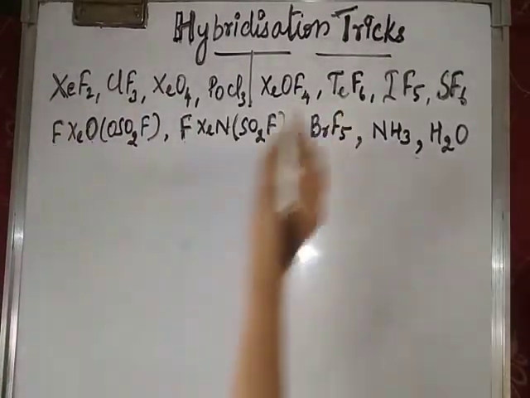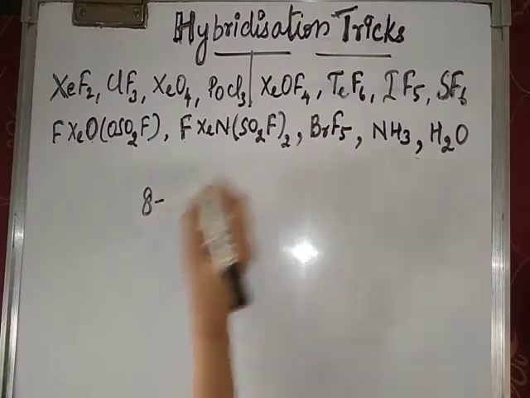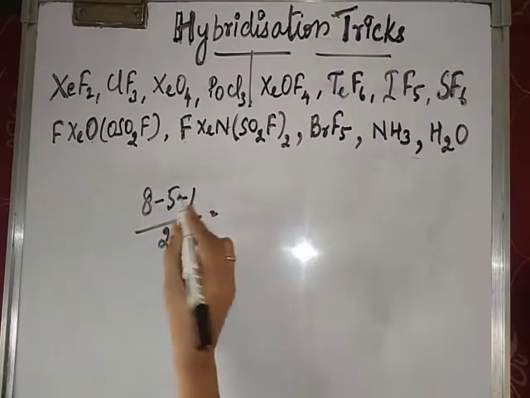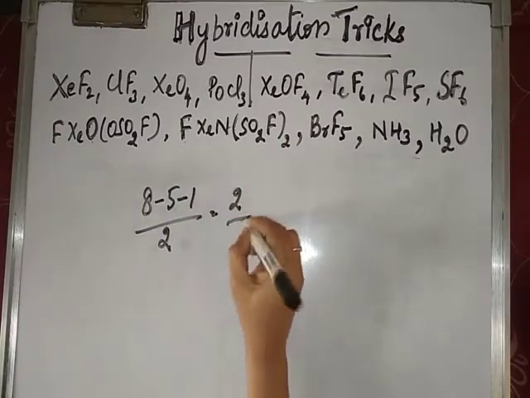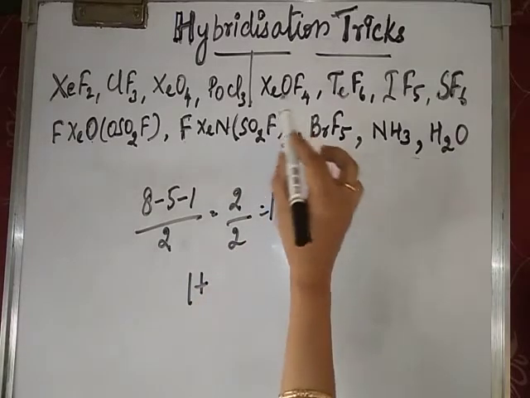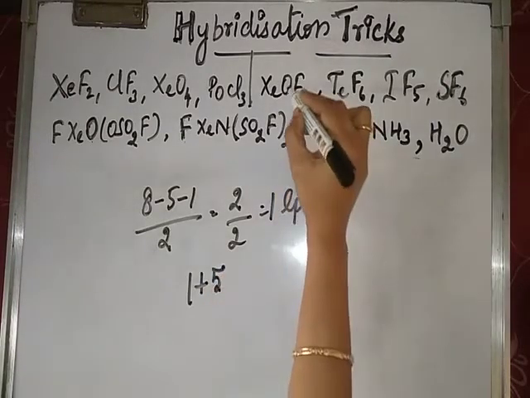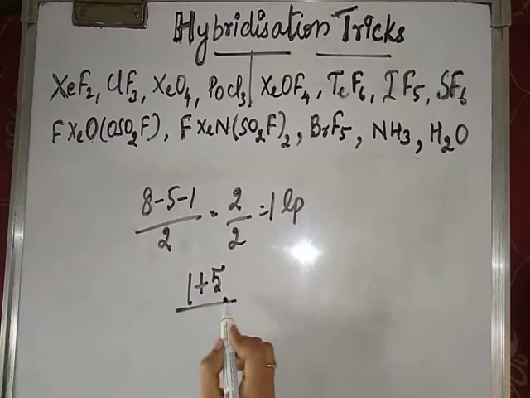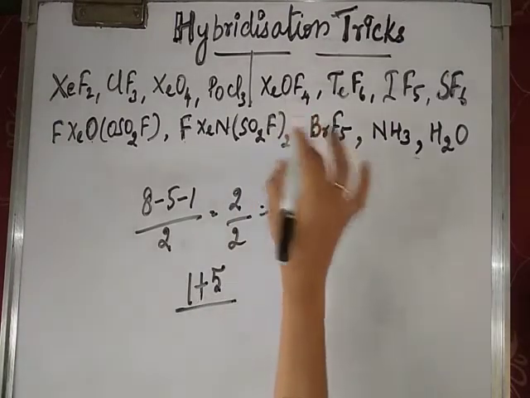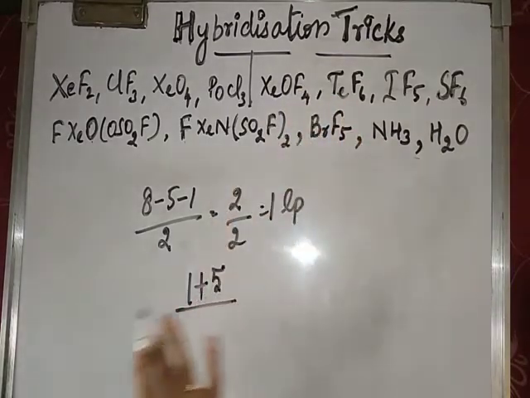So xenon OF4. Next one. Xenon is 8. OF4. 5 is there. For oxygen minus 1 divided by 2. So 8 minus 6. 2 divided by 2, which is equal to 1 lone pair of electrons plus how many bond pairs are there? 1 plus 4, 5. 5 bond pairs are there. Fluorine 4, oxygen 1. While adding a bond pair, you should not minus anything else. Even though it's a divalent or univalent, while adding you don't need to do anything.